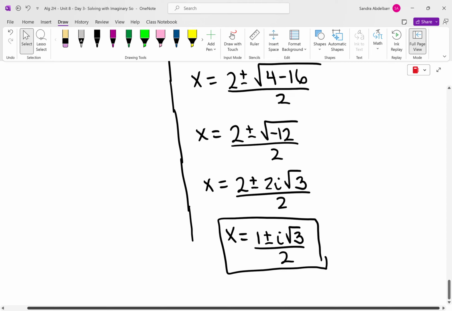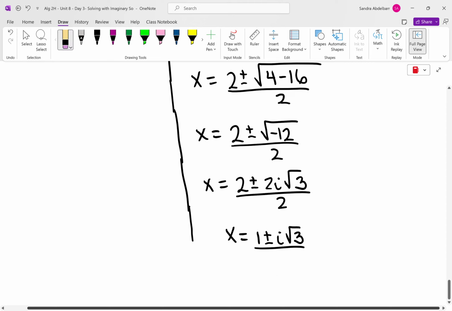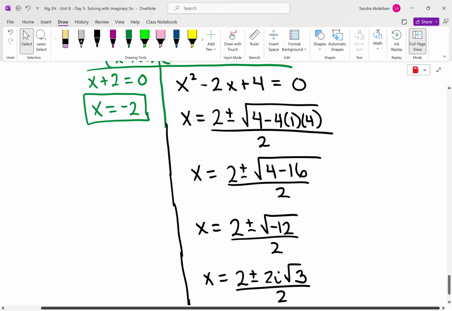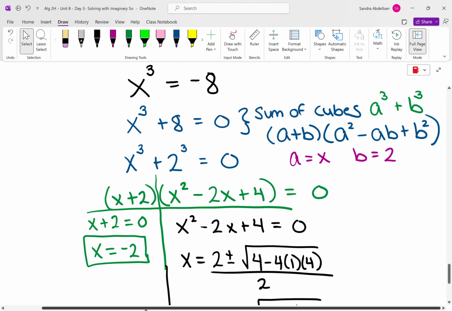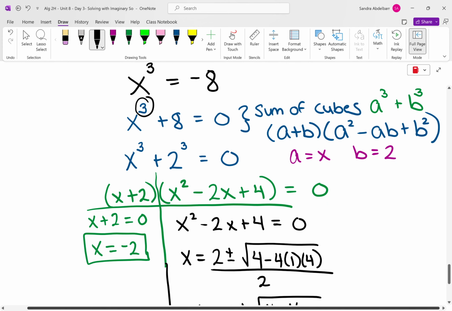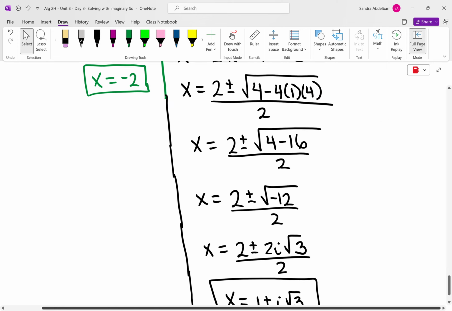How many answers do we have now? Would it be over 2? Oh, it's not over anything. Sorry, I canceled out that 2. Thank you. How many solutions do we now have? 3. We have 2 here with the i, and we have the 1 with the negative 2. How many did we need? We needed 3.